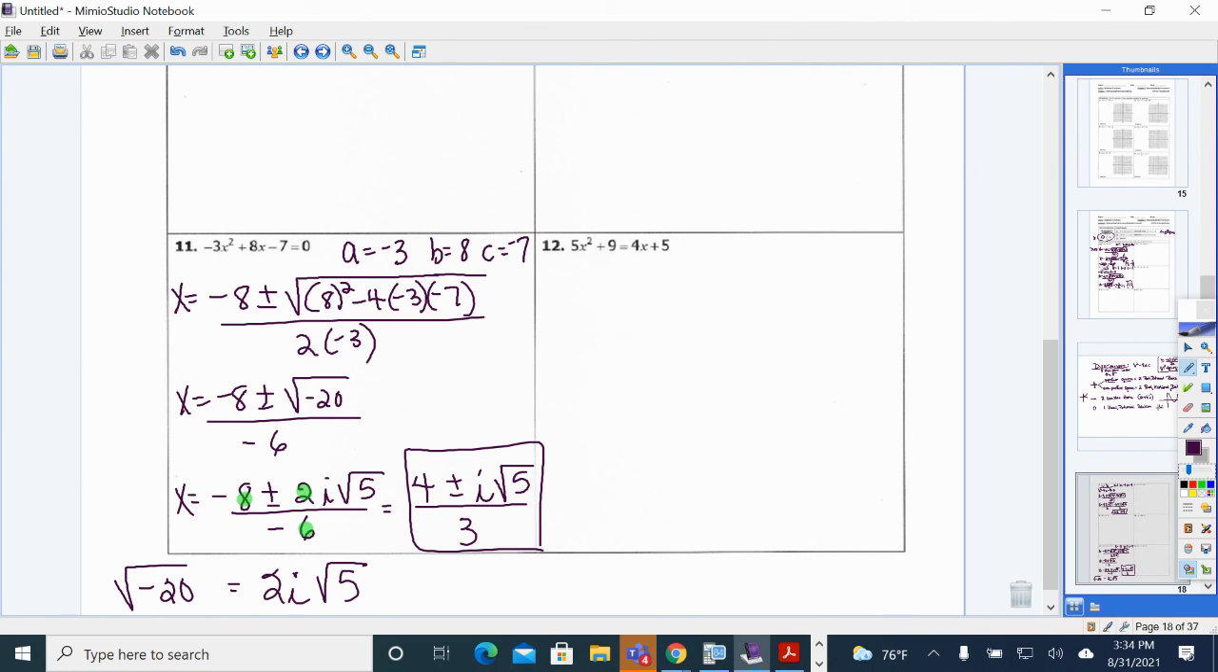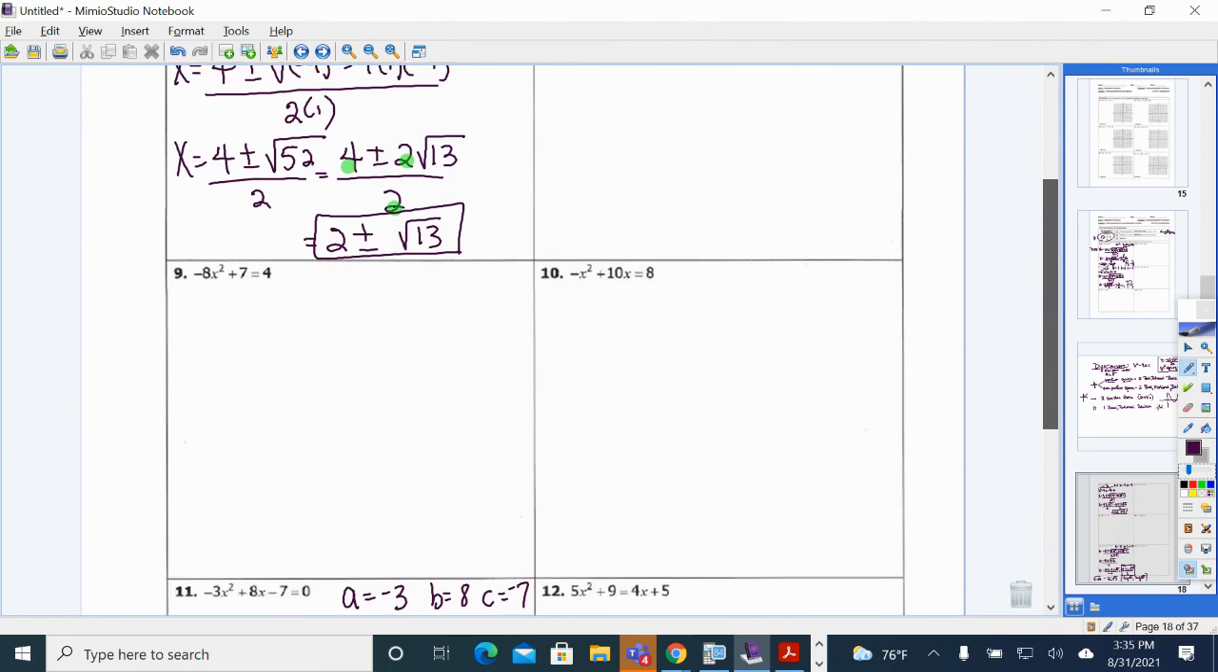Now, what I did not explain, and I need to go back and make sure I explain this to you, is the way that answer is on number 11, that's both answers. That's 2 answers. Your answers are 4 plus i radical 5 over 3 and 4 minus i radical 5 over 3. Those are the 2 solutions for number 11. I choose not to write it that way. I choose to leave it in this form right here, which is a more condensed answer.